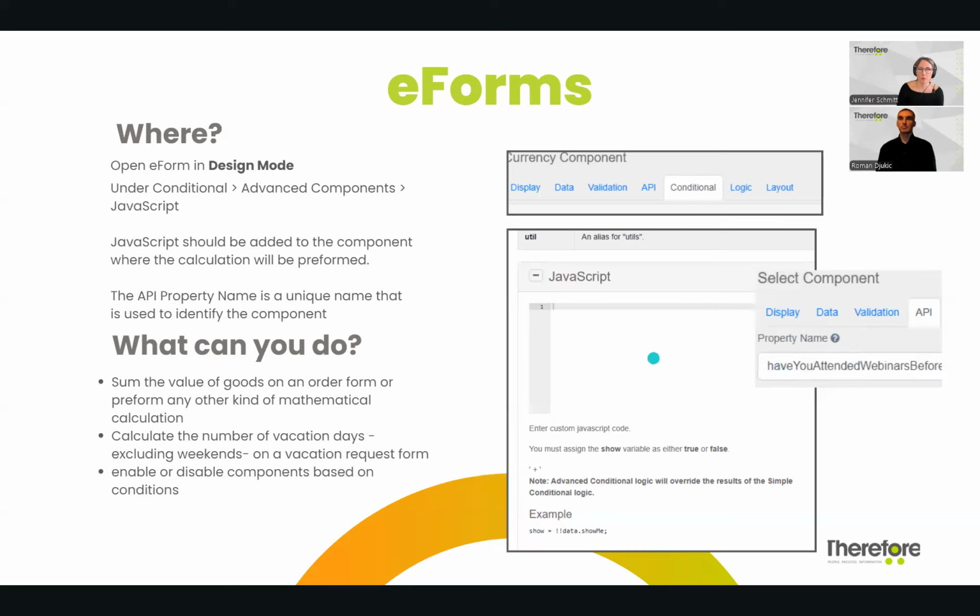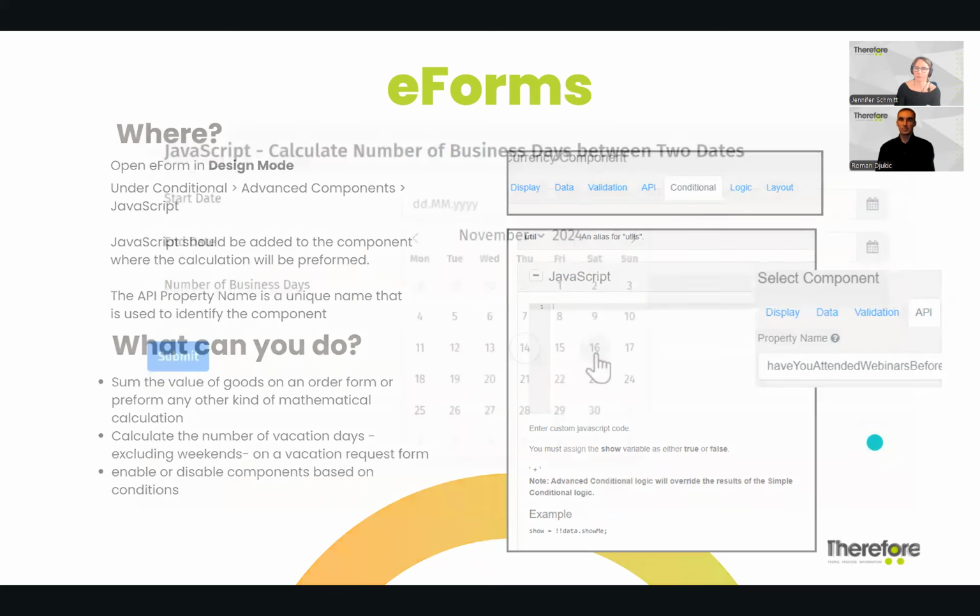And what kind of things can we do with JavaScript in eForms? The most common use cases would be to sum the value of goods on an order form or perform any other type of mathematical calculation. You can also calculate the number of days, such as vacation days, where you would omit the weekends from the calculation. And then you can also have very complex conditions which will either enable or disable components based on the script. So eForms have a lot of really good use cases for scripting, and we're going to show you two which I think are probably going to be very valuable to you.